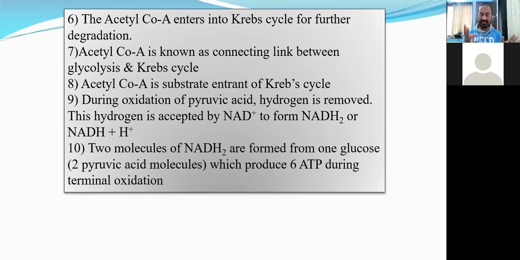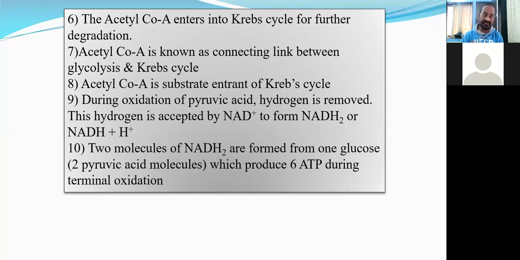The third step we know will be the Krebs cycle. So acetyl moiety will be the raw material which is available for going into the Krebs cycle. Now, this molecule which is produced on the outer surface of the mitochondria, we call it acetyl-CoA. It is also called the connecting link between glycolysis of cytoplasm and Krebs cycle of the mitochondria, right?